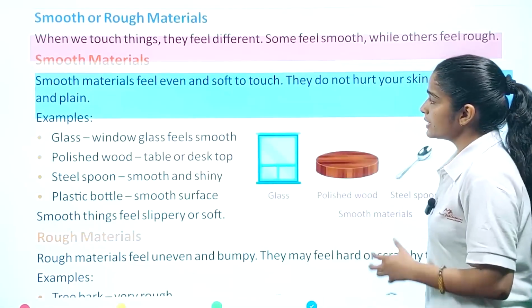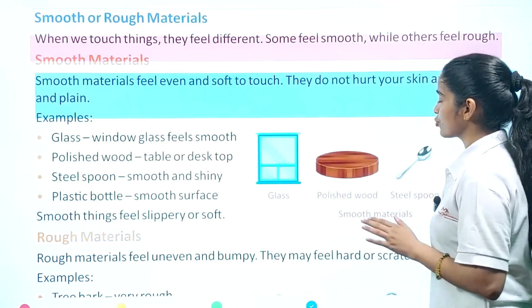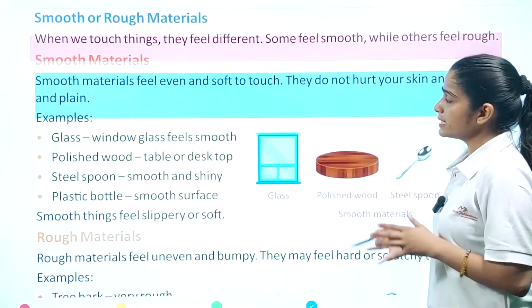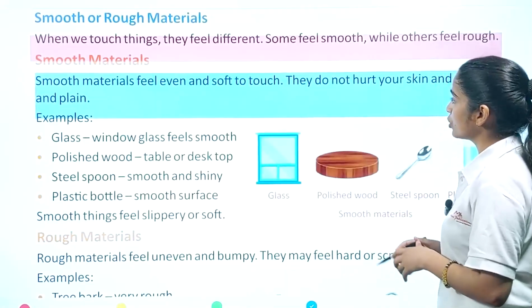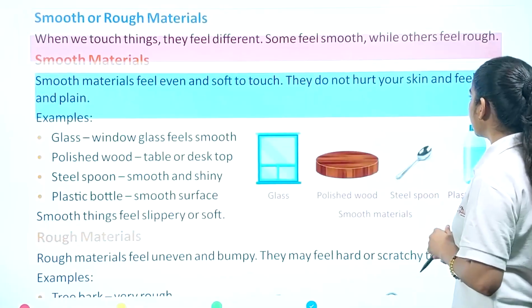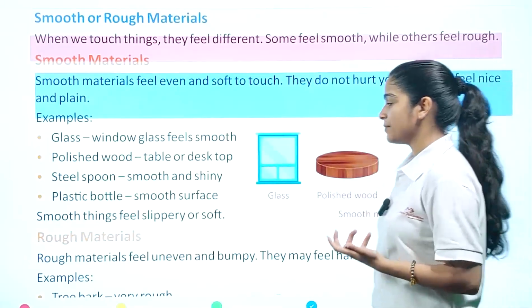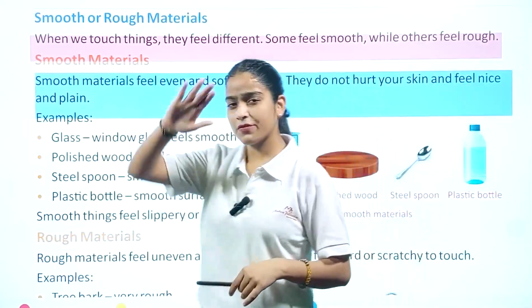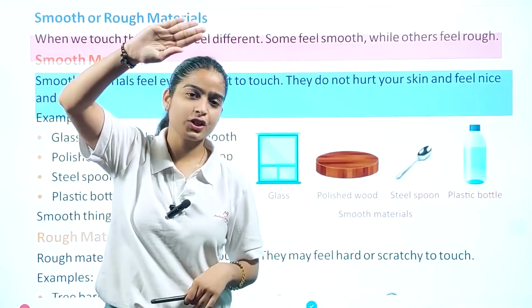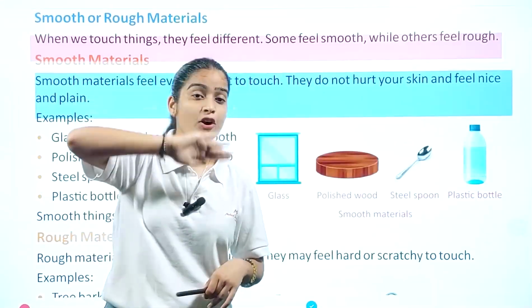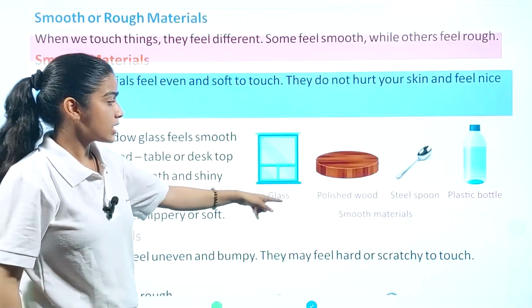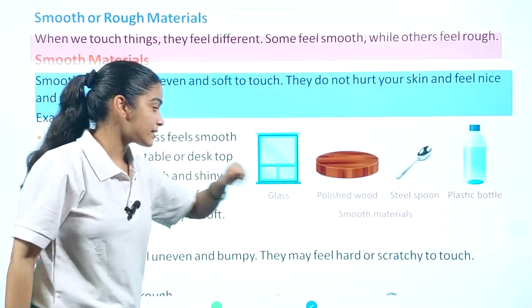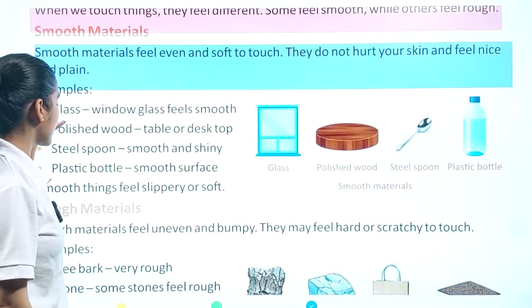Smooth materials feel even and soft to touch. They do not hurt your skin and feel nice and clean. If you ever touch glass like this, it is soft in texture, right? Glass, polished wood, steel spoon, plastic bottle. These are the examples we have.